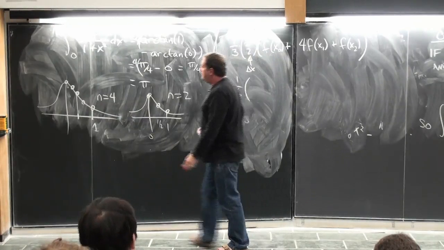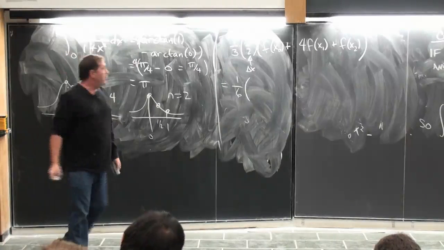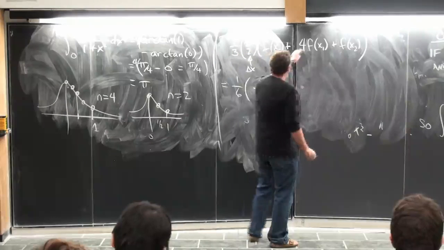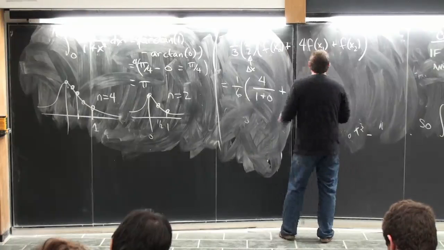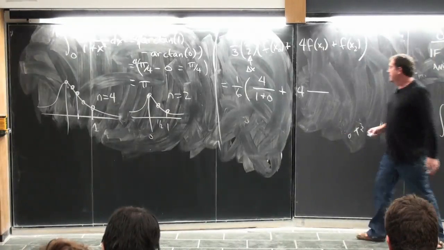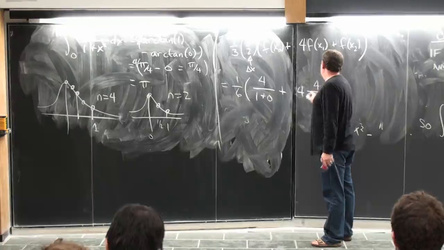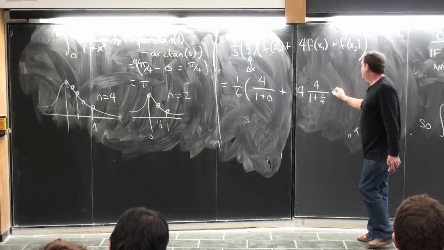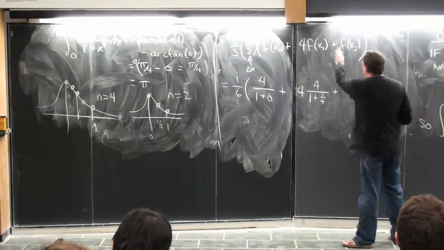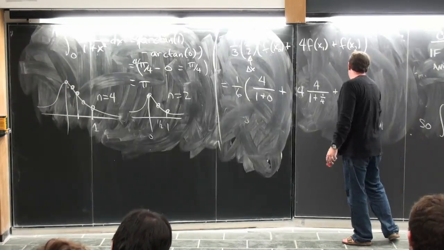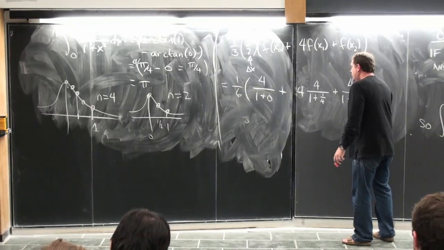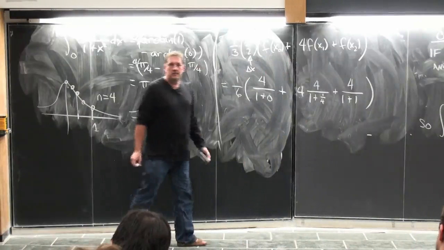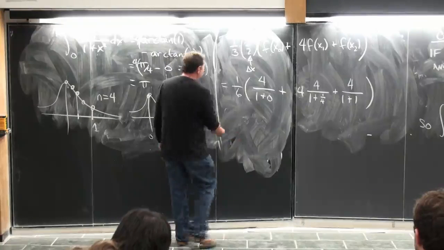f of x0, that means we plug 0 into our function. That's 4 over 1 plus 0. And then we have 4 times f of x1. x1 is a half. So that's 4 over 1 plus 1 half squared, which is a quarter. And then 1 times 4 over 1 plus 1 squared. So this is arithmetic that I can actually do. This is about the limit of my arithmetic abilities, but okay.